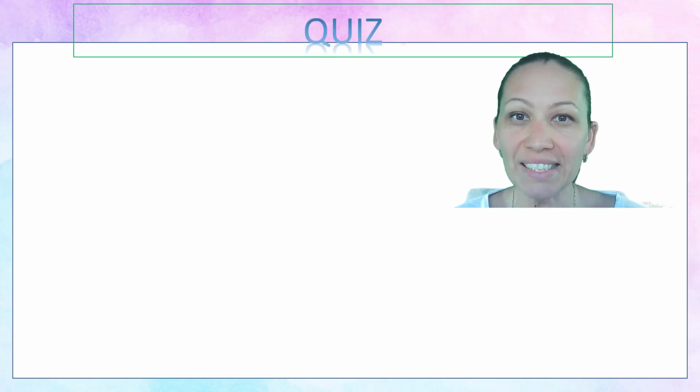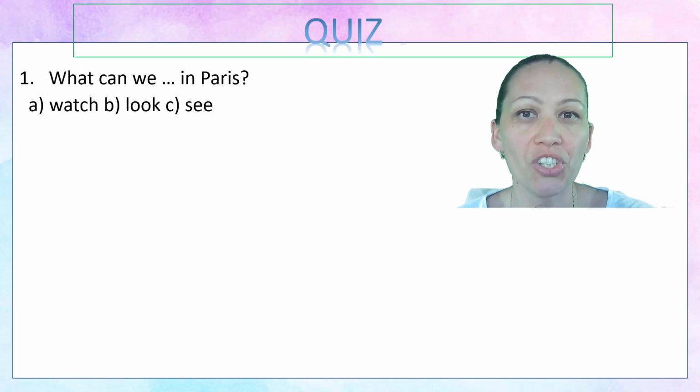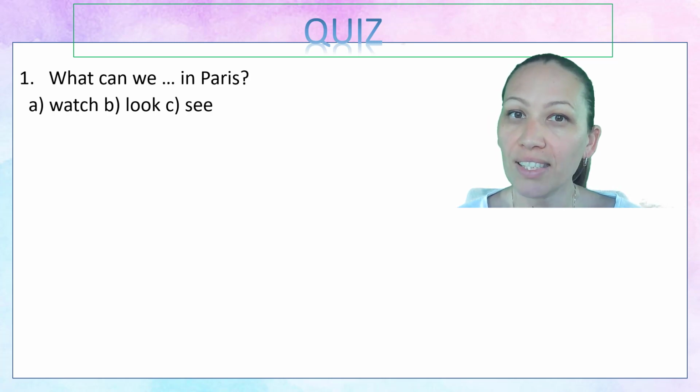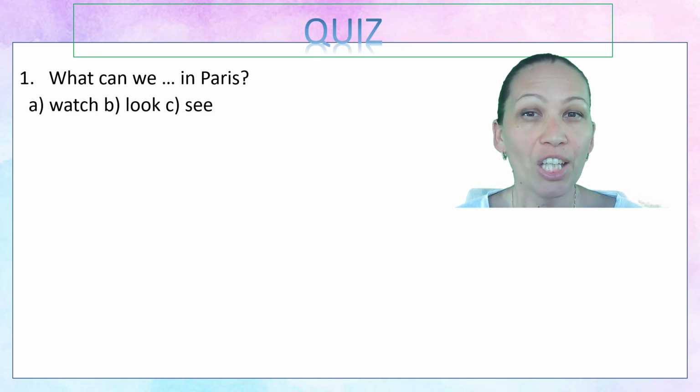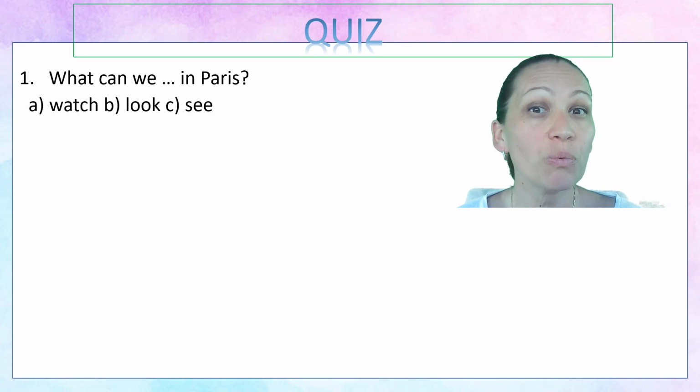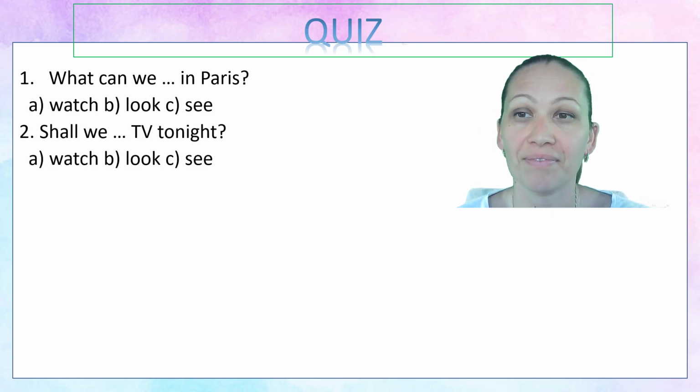And now it's quiz time. Let's have a quiz. The question number one. What can we in Paris? Watch, look, or see? Here we're talking about the possibility. So the correct answer will be see. What can we see in Paris?